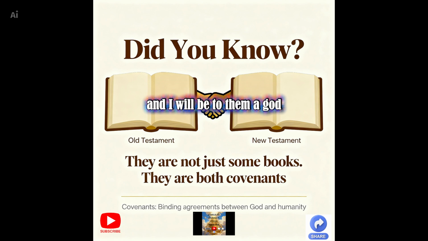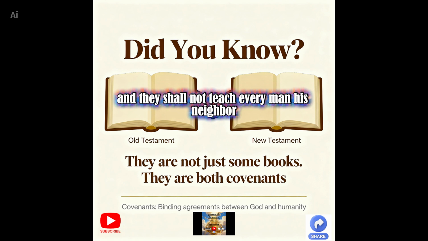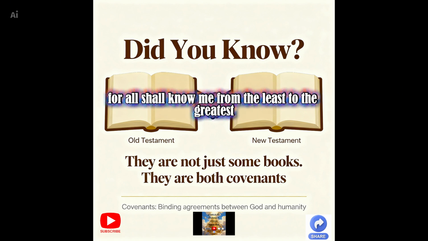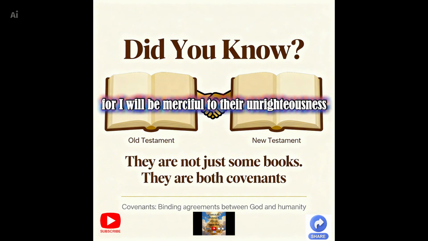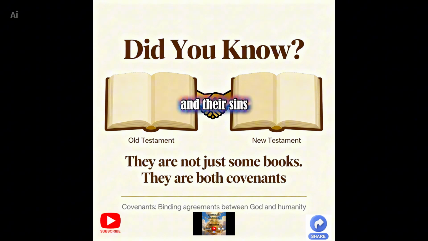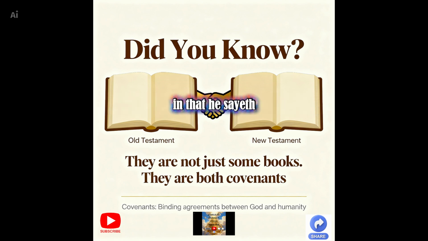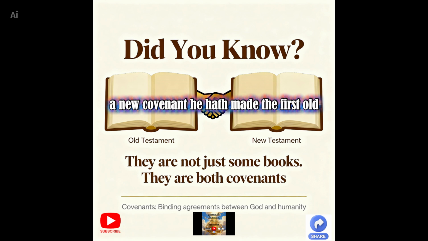and I will be to them a God, and they shall be to me a people, and they shall not teach every man his neighbor, and every man his brother, saying, Know the Lord, for all shall know me, from the least to the greatest. For I will be merciful to their unrighteousness, and their sins and their iniquities will I remember no more. In that, he saith, A new covenant, he hath made the first old. Now that which decayeth and waxeth old is ready to vanish away.